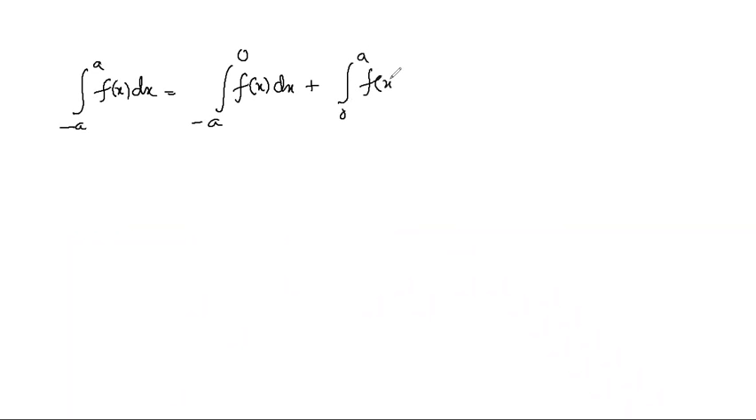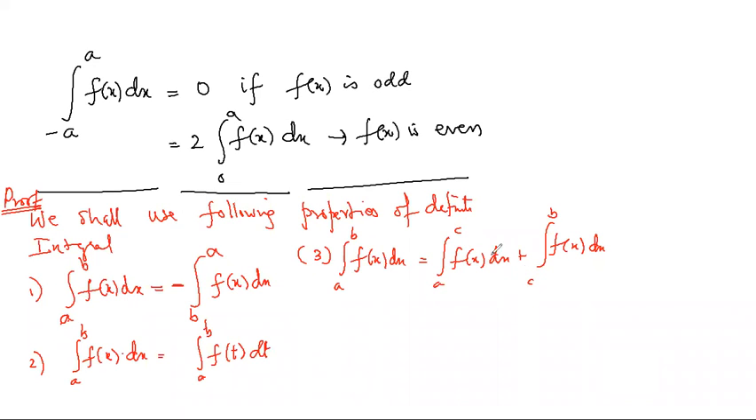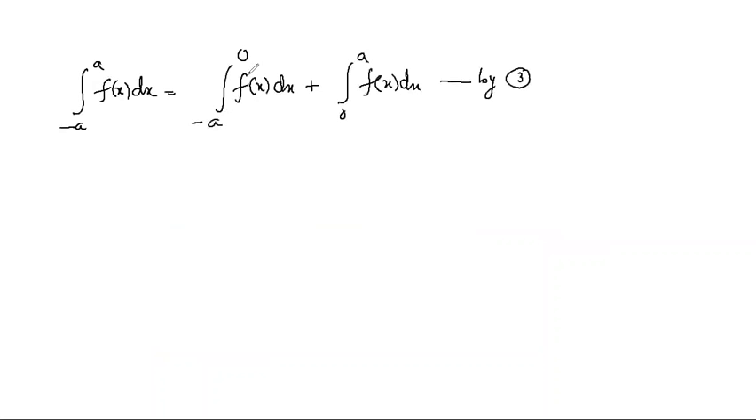Now I want to prove integral minus a to a f of x dx. Tell me a number between minus a and plus a. A number between... 0. Minus a to 0 f of x dx plus 0 to a f of x dx. Which property did I apply? The third one, property number 3. What was property number 3? You can split it. If there is a c, a to c and c to b is the same as a to b. That's what I've done. Minus a to 0, 0 to a is minus a to a.